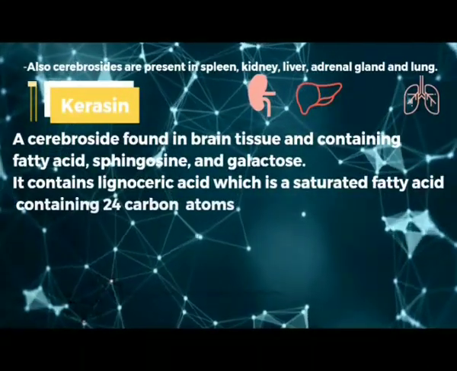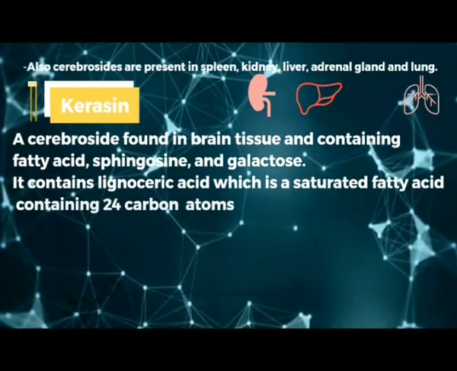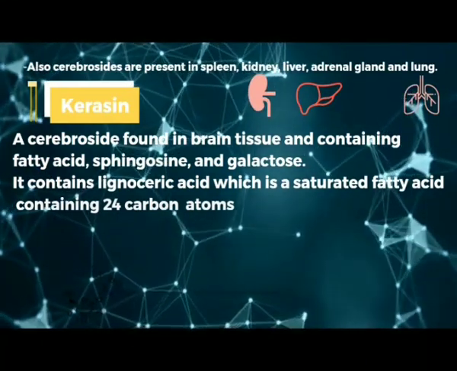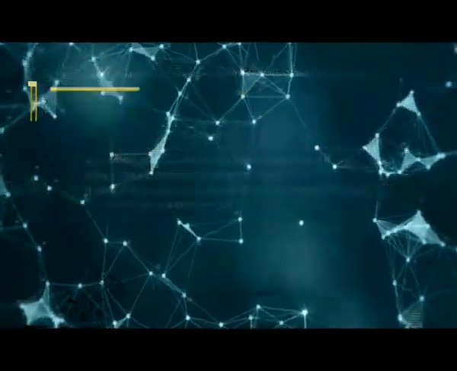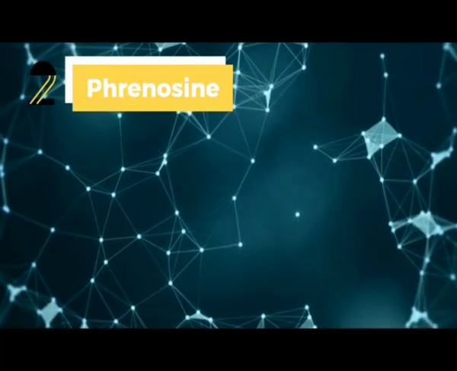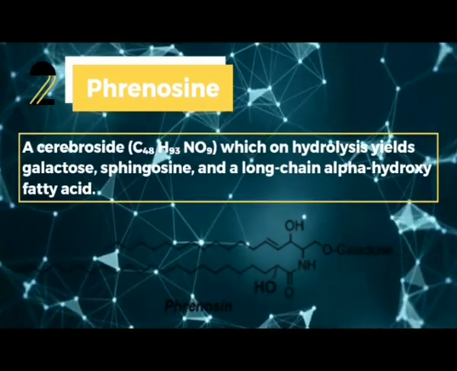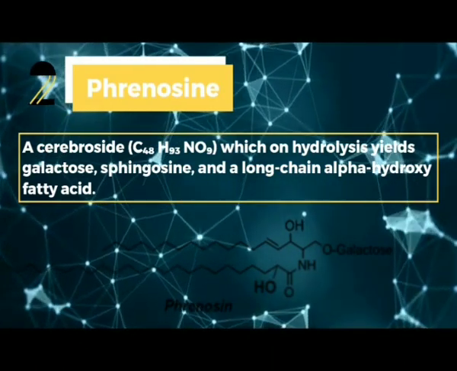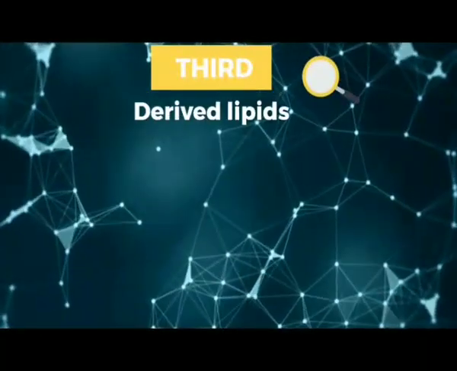Kerasin, a cerebroside found in brain tissue, contains fatty acid, sphingosine, and galactose. It contains lignoceric acid, which is a saturated fatty acid containing 24 carbon atoms. Phrenosin, a cerebroside, on hydrolysis yields galactose, sphingosine, and a long-chain alpha-hydroxy fatty acid.